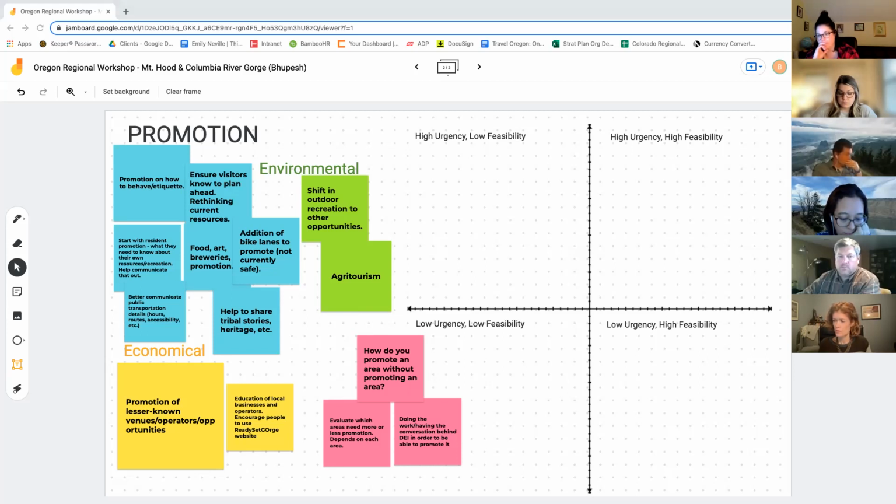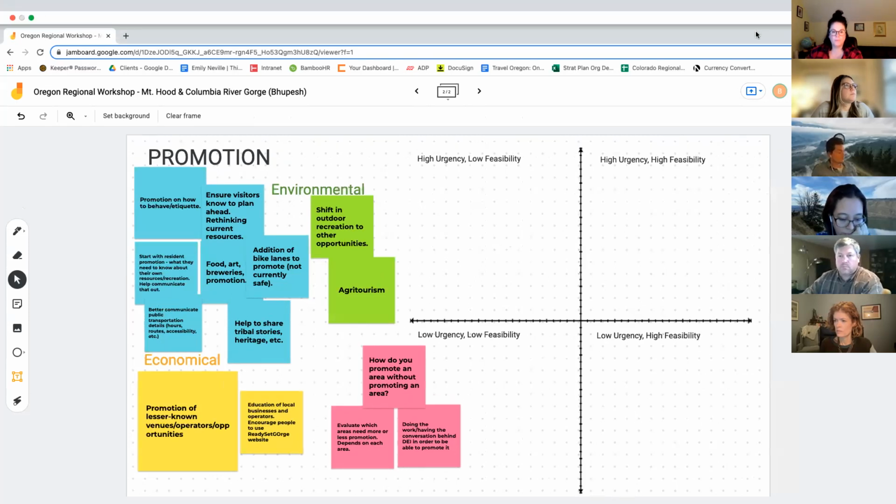Then we got to the idea of not really promoting an area. If you're looking at the pink stickies, how do you promote an area without promoting an area? Because these areas are overvisited, they don't really need more promotion. So it goes back to the behavior change and the planning ahead. The promotion is really the sharing of that information so that visitors have access to the information they need so that they can plan a trip and have a good experience.